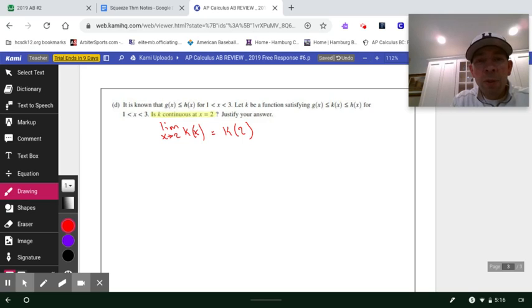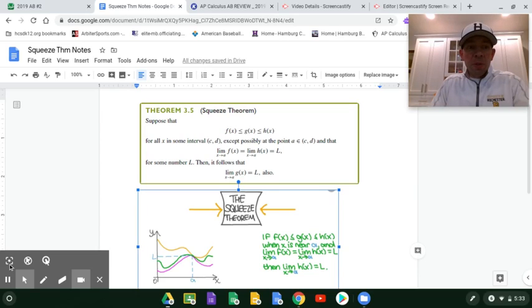If we can prove that those two values are equal to each other, then we will have successfully proven that k is indeed continuous at x equals 2. So how are we going to do that? So here's what the squeeze theorem looks like.